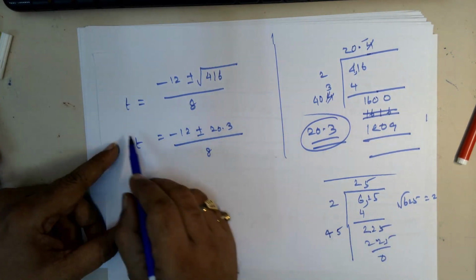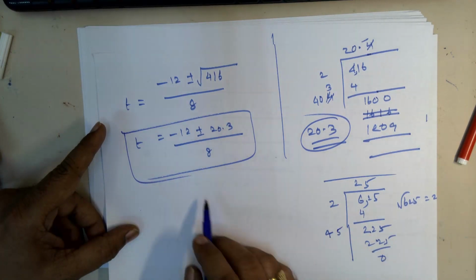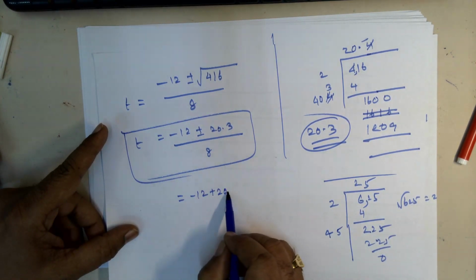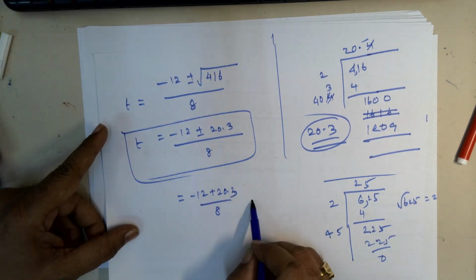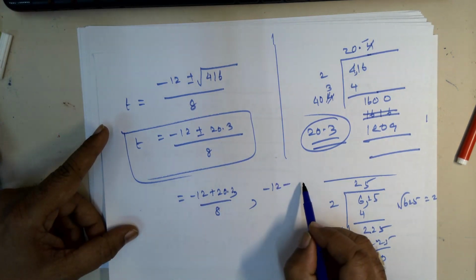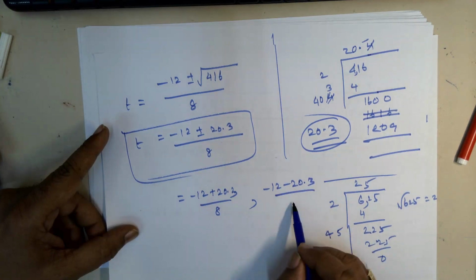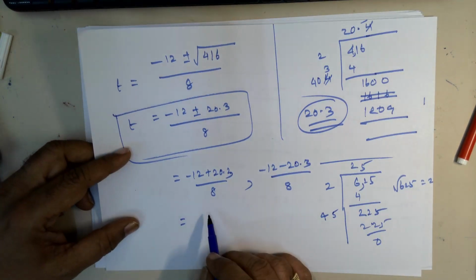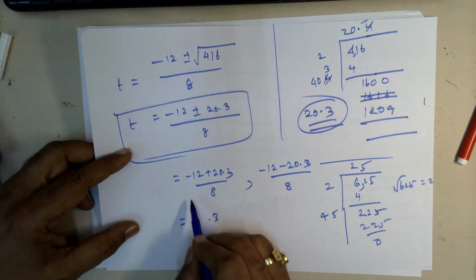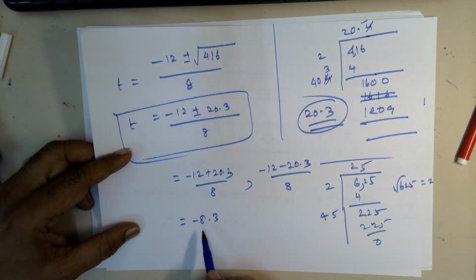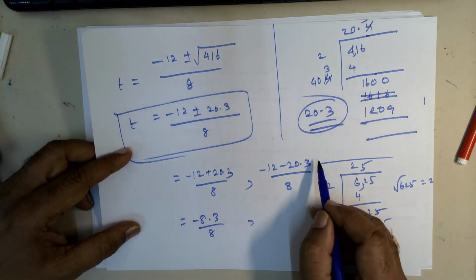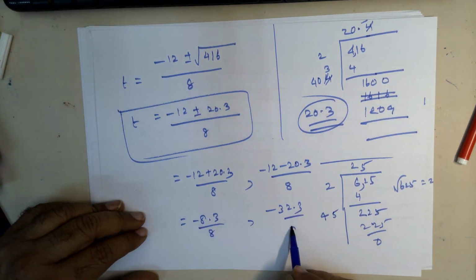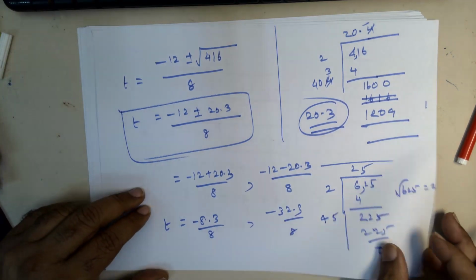Then divided by 8. So it means minus 12 plus 20.3 divided by 8. Another answer, minus 12 minus 20.3 divided by 8. What is that? Tell me quickly. 3, then 10 minus 2 is 8. So minus 8.3 divided by 8. Another one here, minus 32.3 divided by 8. So these are the two values.